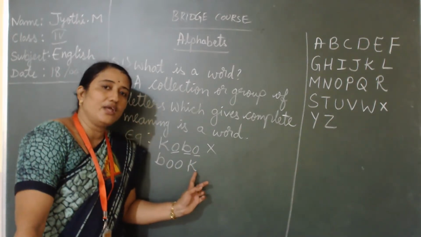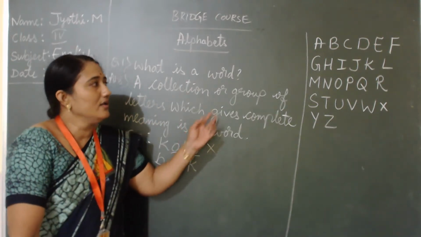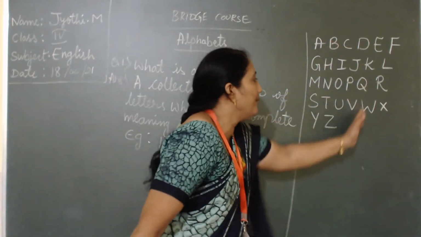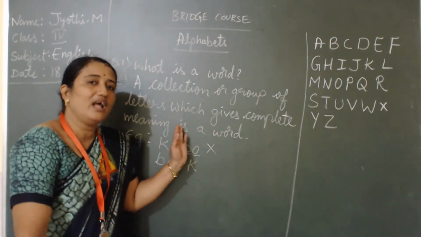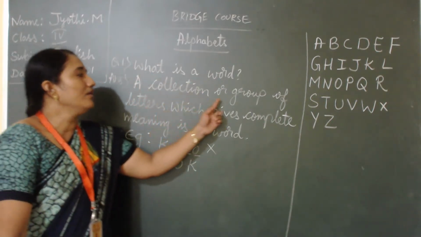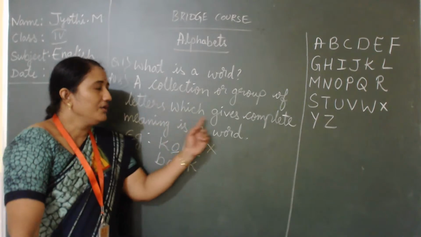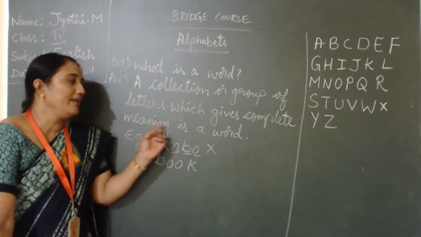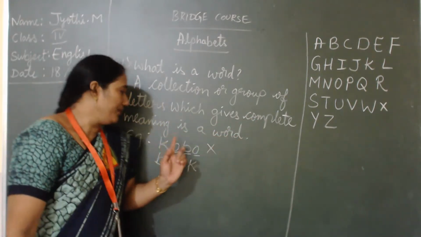If the word doesn't give meaning, then it is not a word. With the help of these 26 alphabets, we are going to form words. What is a word? A collection or group of letters which gives a complete meaning is a word.